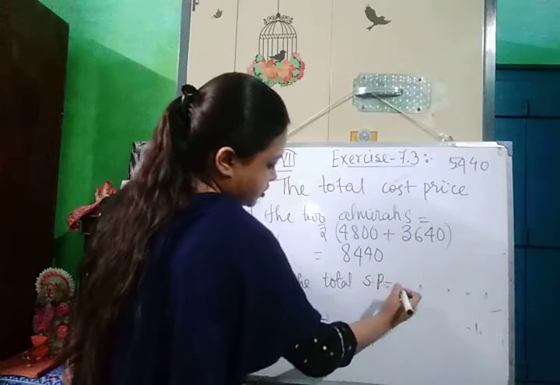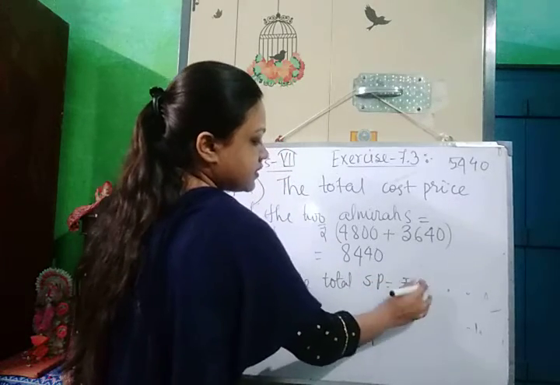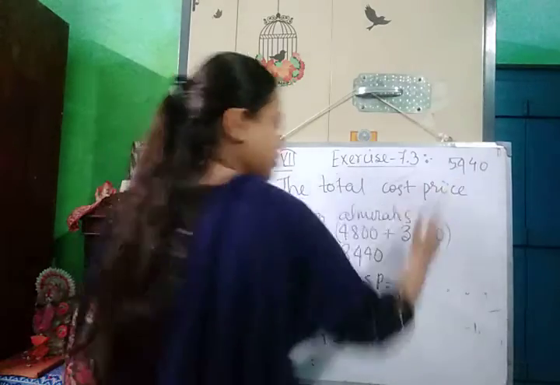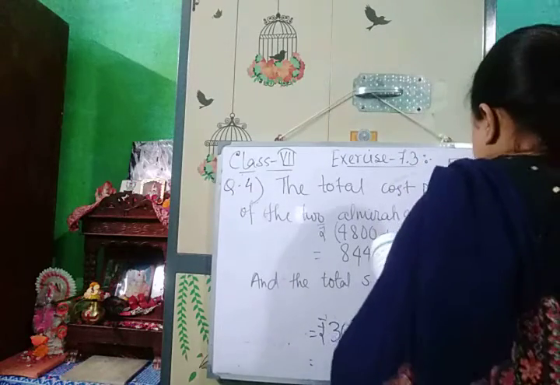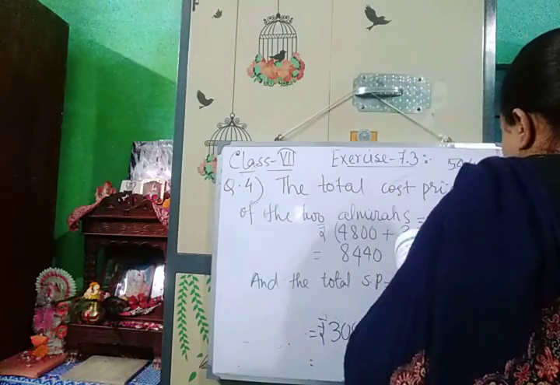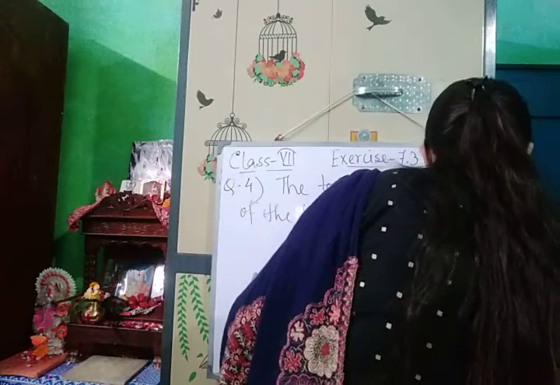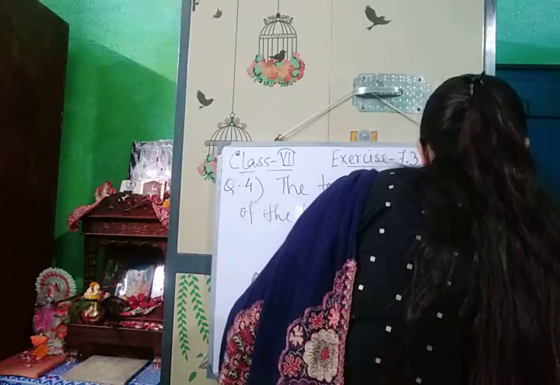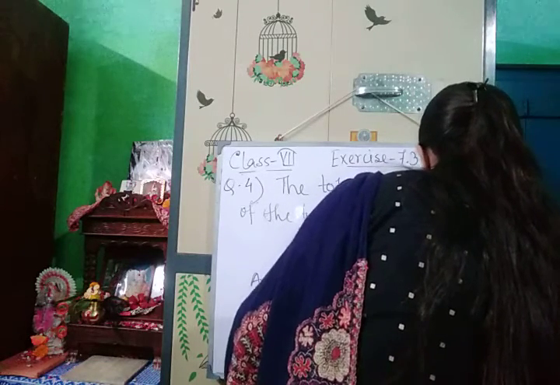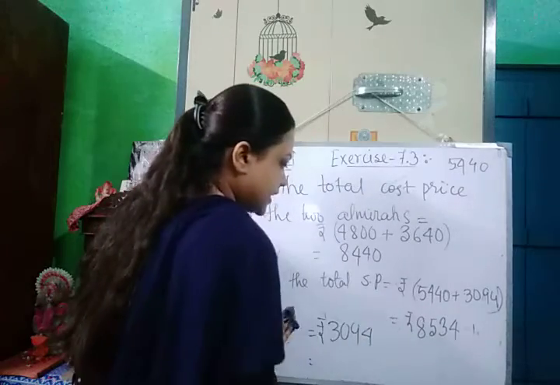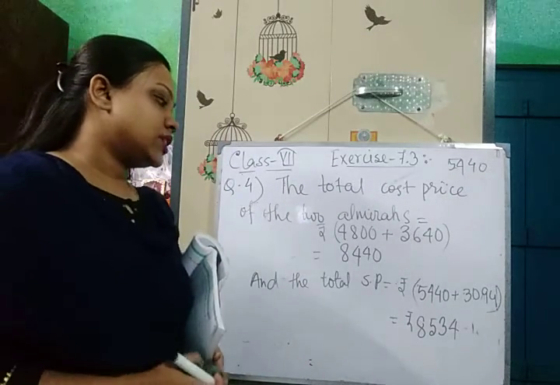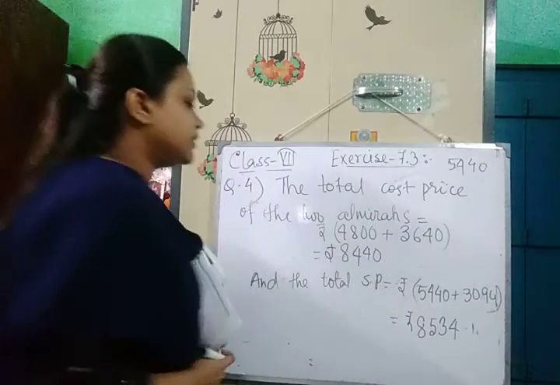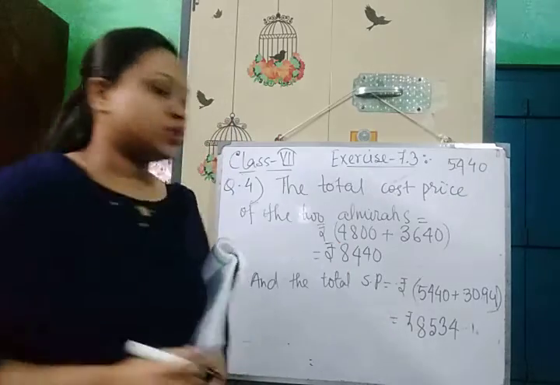Okay, and the total SP is equal to rupees 5440 plus 3094, that is 8534. So 8534 is the total selling price and 8440 is the total cost price.